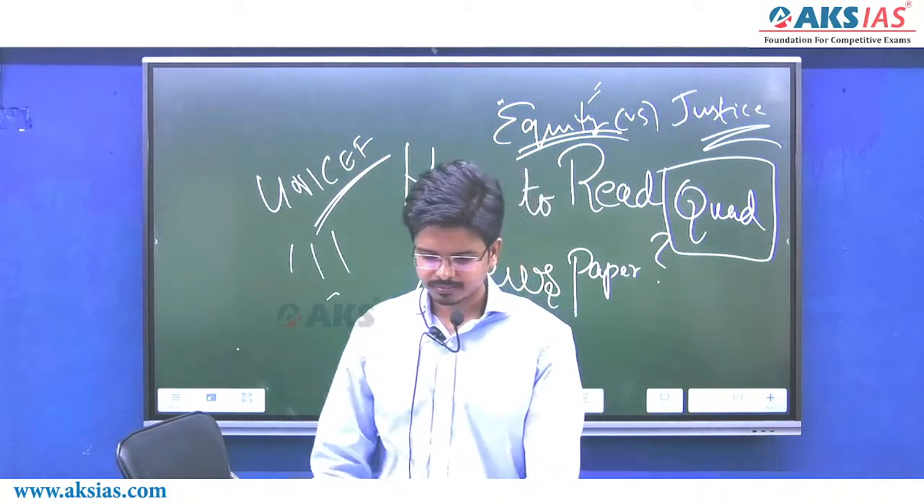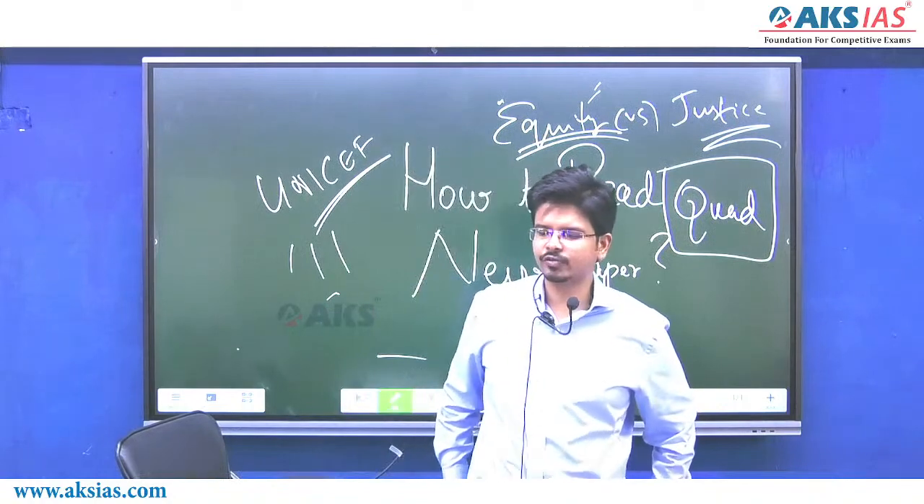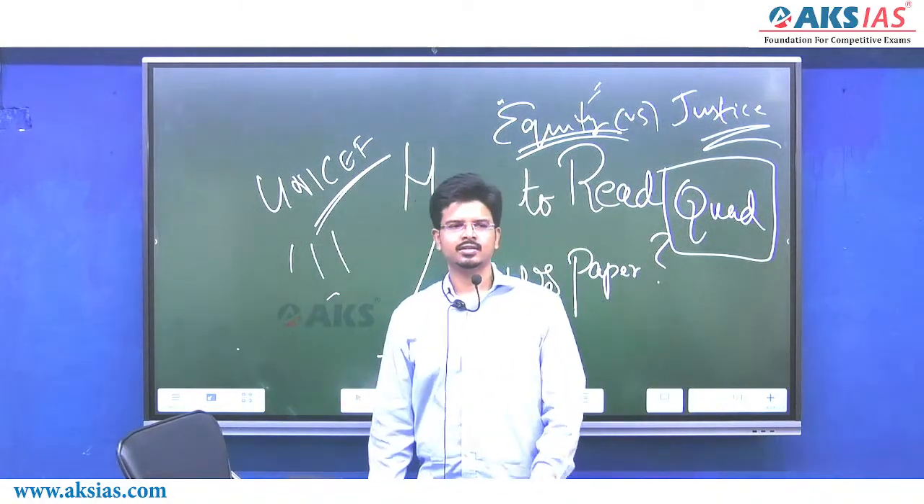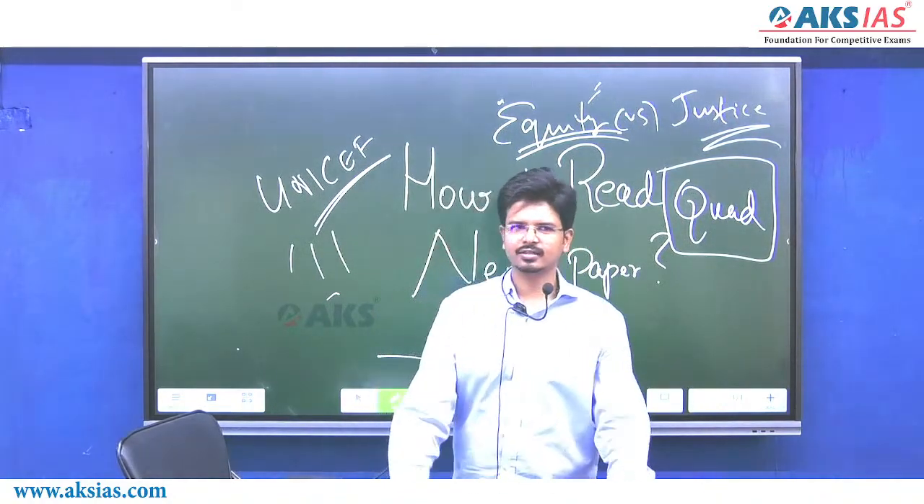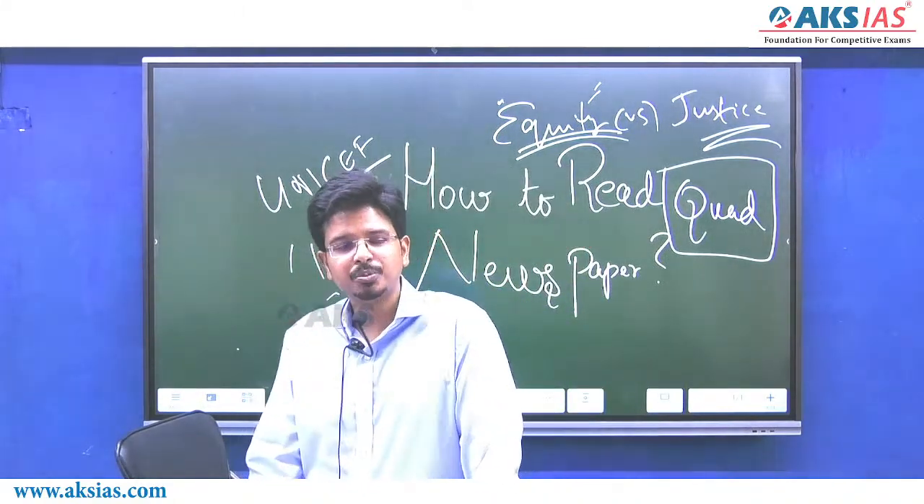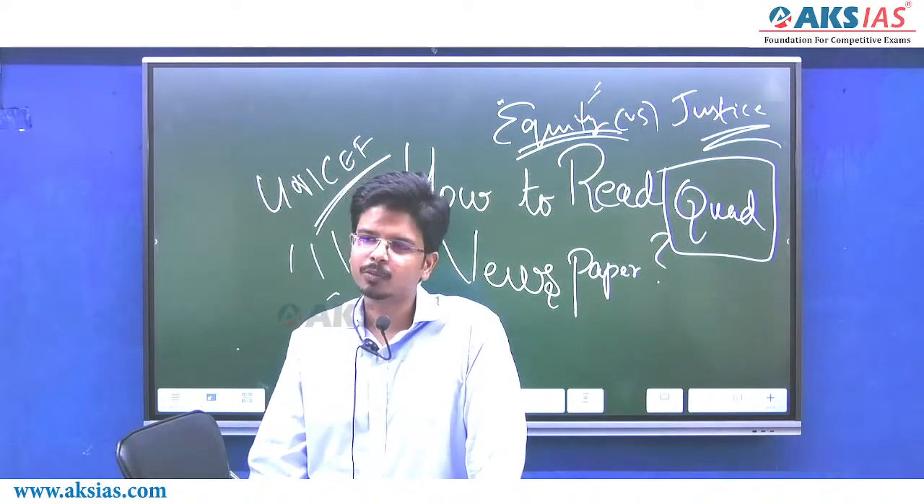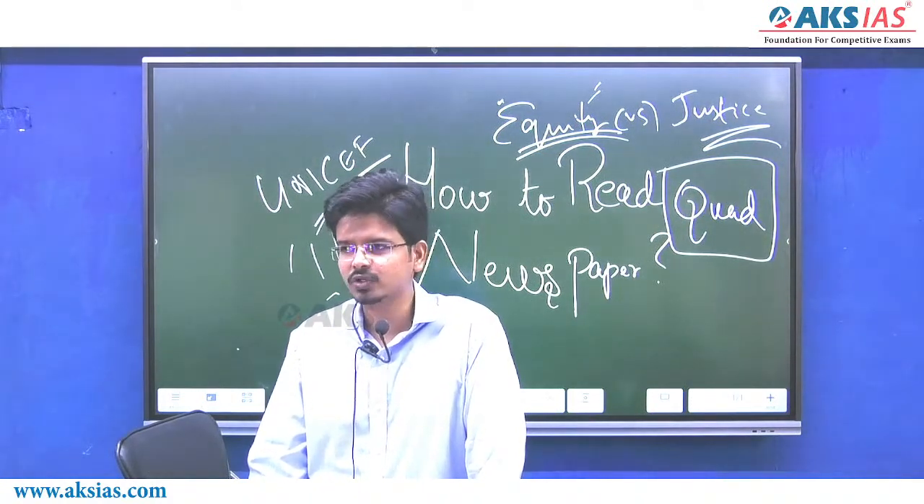Then moving to the page number 8, you have something called as 64 killed in Uttarakhand floods. What is there in that article? Nothing. 64 people are killed. This is just information. How should a UPSC aspirant look at this? Uttarakhand. I'll open the atlas. I'll look at the geography.